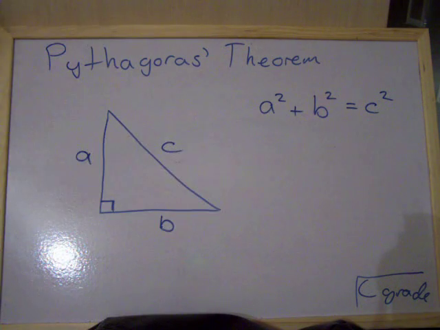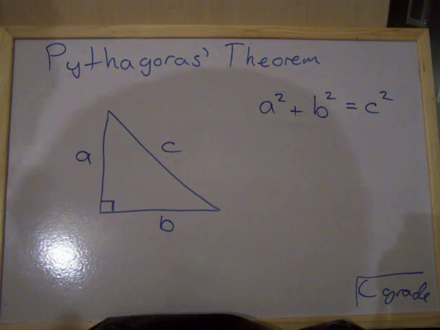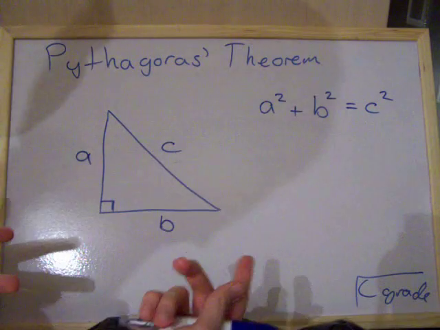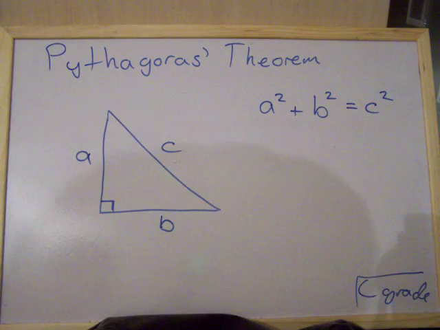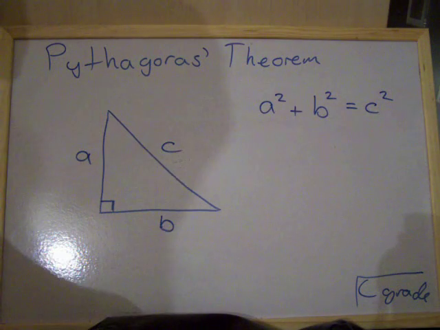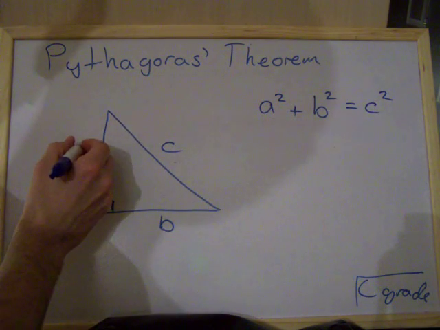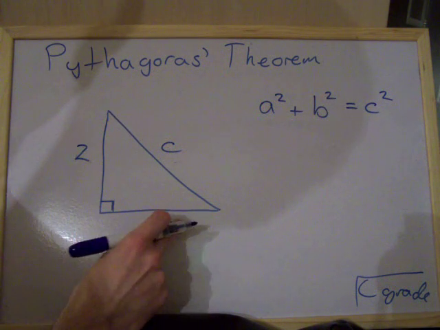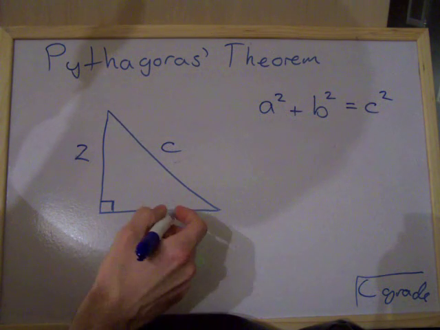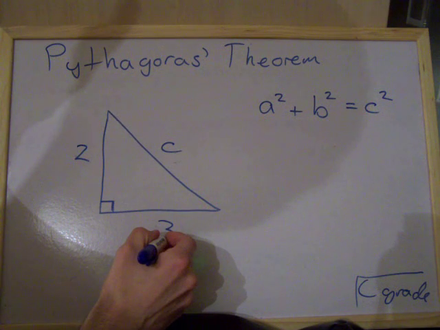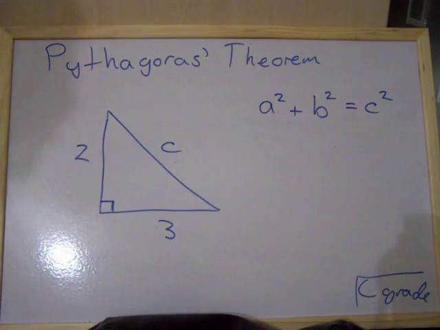Right, in the exam then, what they're going to expect you to be able to do. Right, if they give you any two of these sides, they want you to find out the other one. Okay, that's what C grade Pythagoras is going to be. So let's do a couple of examples. Let's make that side 2, and let's make that side 3. Yeah, let's start with the slightly harder one.